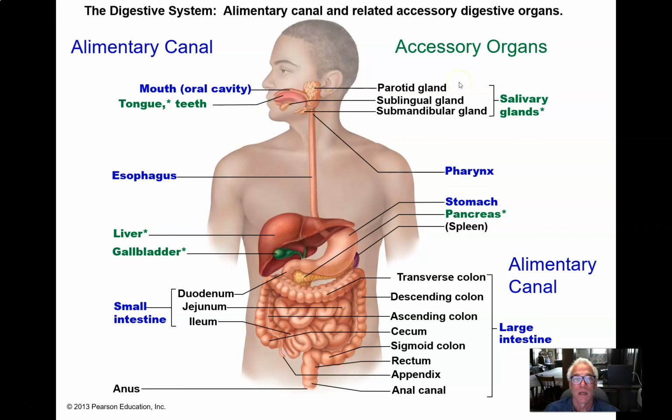Then we also have some accessory organs. We have the teeth, which produce mechanical digestion. We have the salivary glands, which add some secretion into the oral cavity. We have the liver and gallbladder and pancreas, accessory organs that add some materials also into the digestive tract that allow digestion and absorption to take place. So esophagus, stomach, small intestine, large intestine, and then the accessory organs.